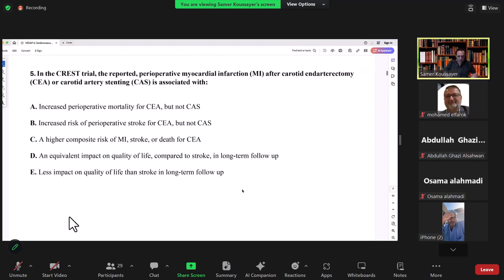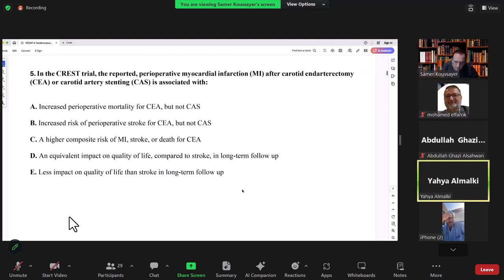Okay, Dr. Samer. In the CREST trial, the reported perioperative myocardial infarction after carotid endarterectomy or carotid artery stenting was associated with?